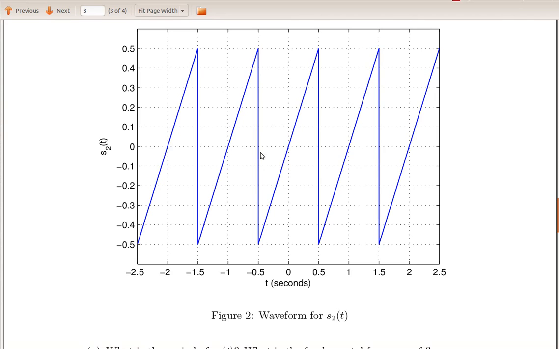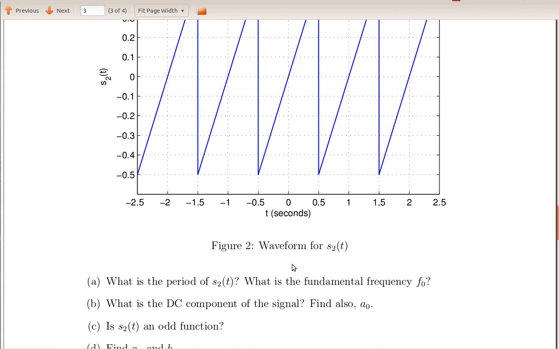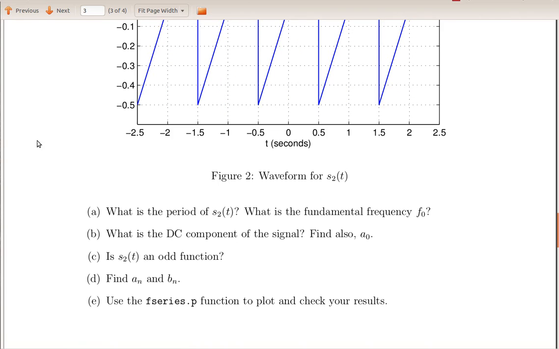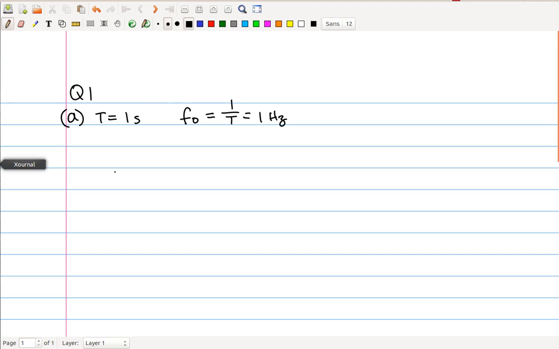But before we do that, let's also take a good look at this function. This is a linear function, so S2 of t is a linear function between -0.5 to 0.5, that has a y-axis intercept at 0 and a gradient of 1. If you go delta y on delta x, this gradient will equal 1. So let's get to it and calculate A0. A0 is your average value across one period.